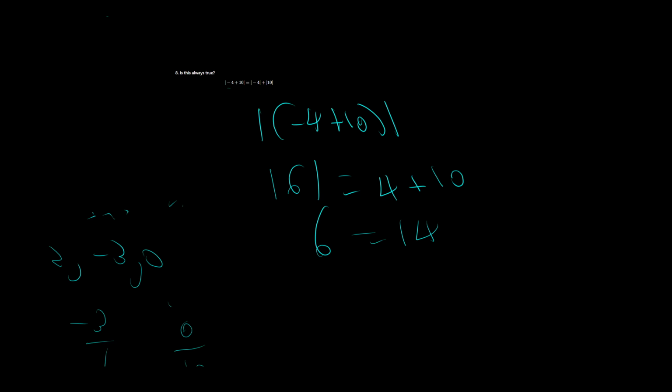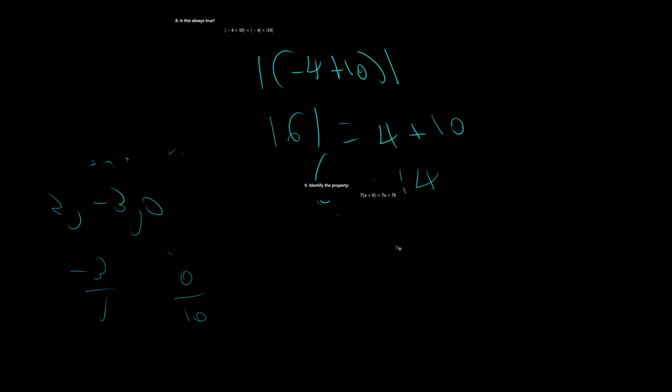Okay. Now we have something conceptual again. We have to identify this property. As you can see, I'll just point it out real quick. You're distributing the 7: 7 times A plus 7 times B. Distributive property.